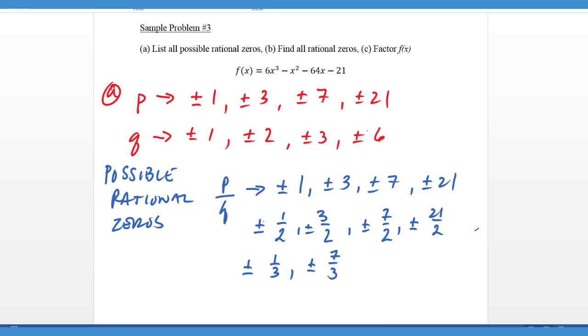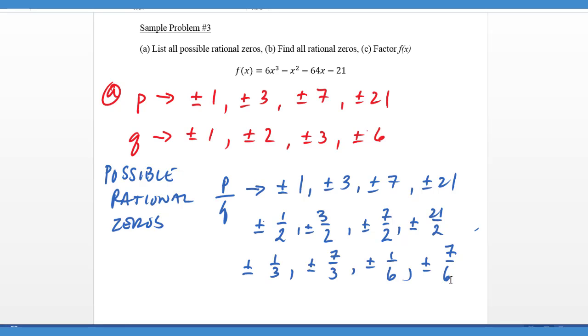And then lastly, we need to write all the possibilities of p over q, and so we now need to work with the 6. 3 over 6 is 1/2, so we already have 1/2, and we'll skip that one. And 21 over 6 reduces to 7/2 as well, so we don't need that one again. So now we have all of our possible rational zeros.